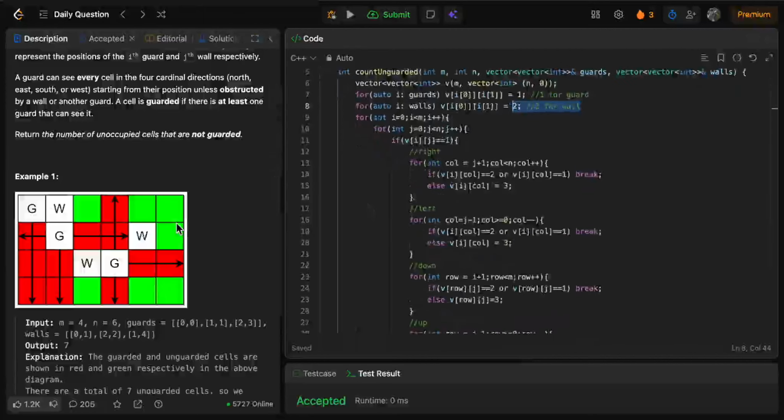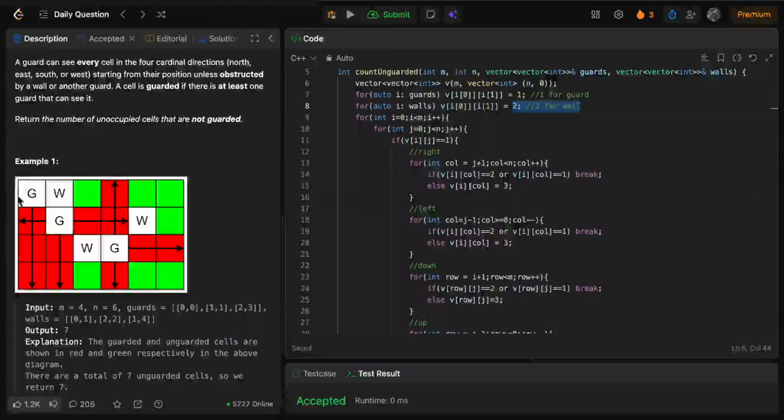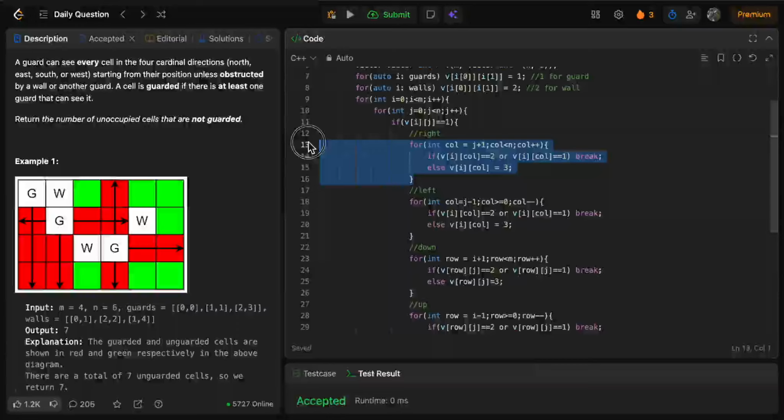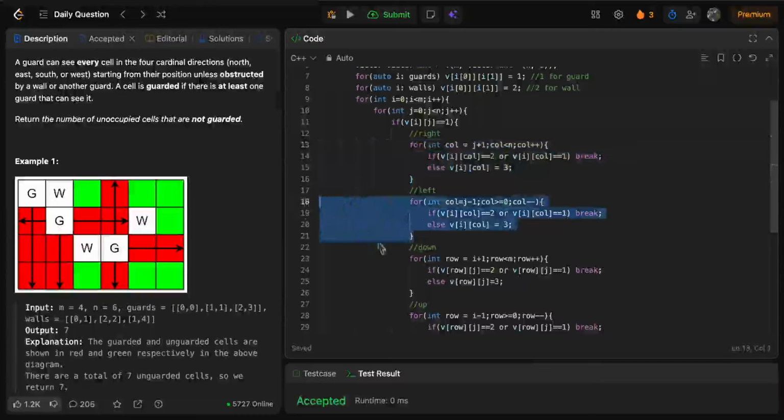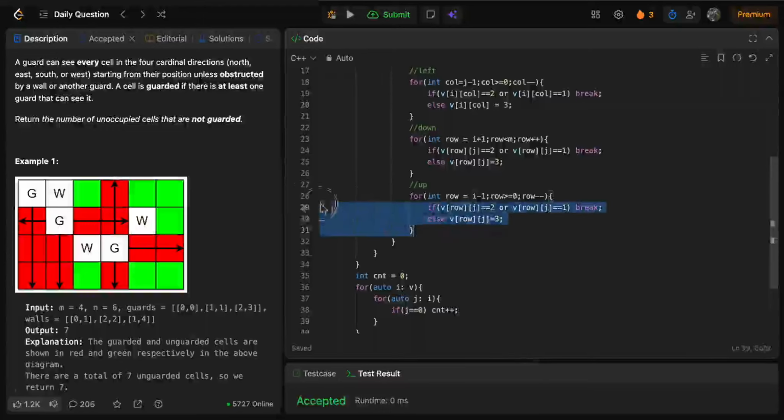Now I'm traversing the matrix. If the current cell is a guard, then I check all four directions and mark the cells that the guard can see. I'm using 3 to mark the cells that can be seen by the guards. So I'm traversing all four directions from the current guard cell. This for loop is for the right, checking to the right of the current cell. This is for the left, this is for the down, and this is for the up.